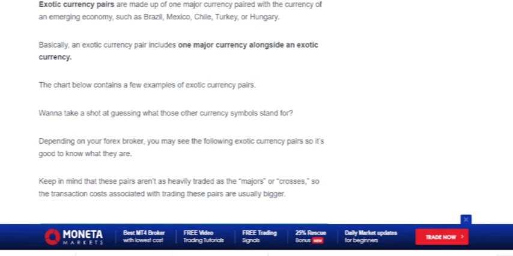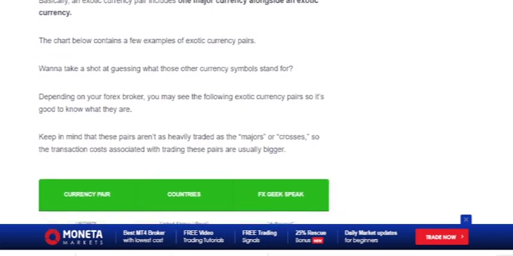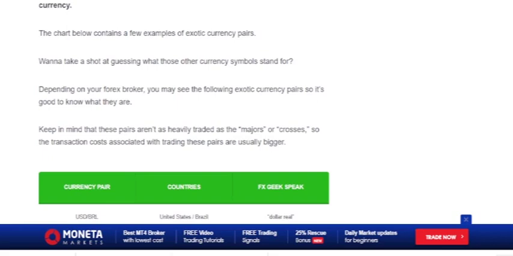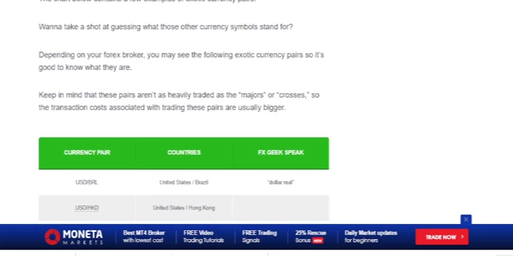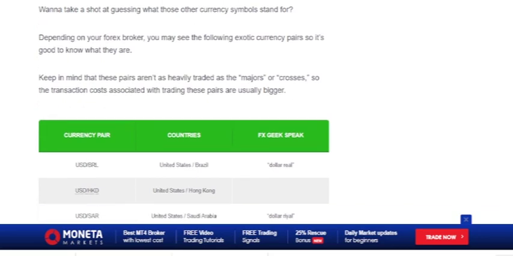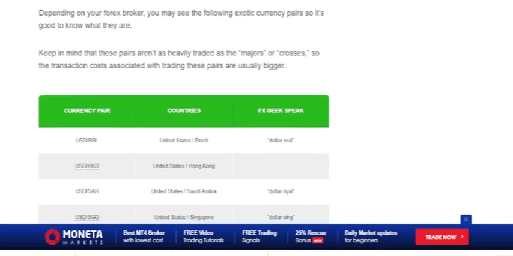The chart below contains a few examples of exotic currency pairs. Want to take a shot at guessing what those other currency symbols stand for? Depending on your Forex broker, you may see the following exotic currency pairs, so it's good to know what they are. Keep in mind that these pairs aren't as heavily traded as the majors or crosses, so the transaction costs associated with trading these pairs are usually bigger.